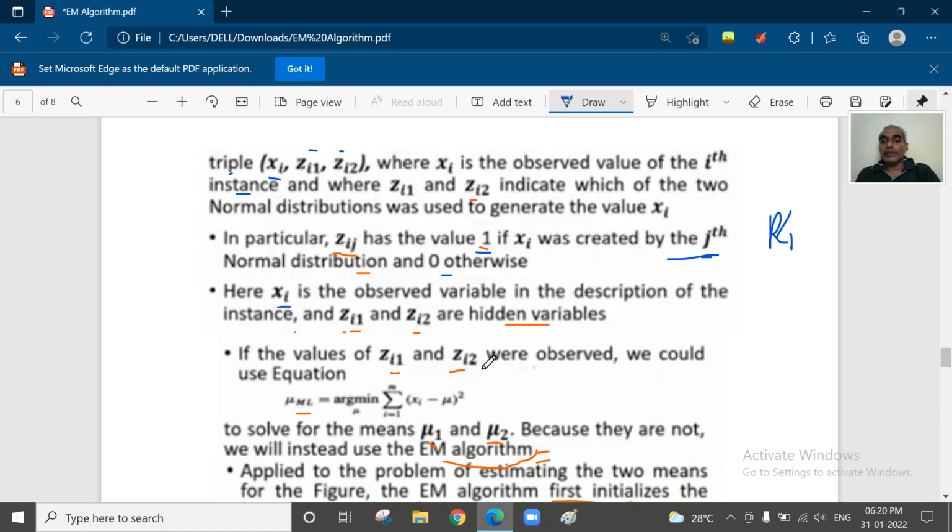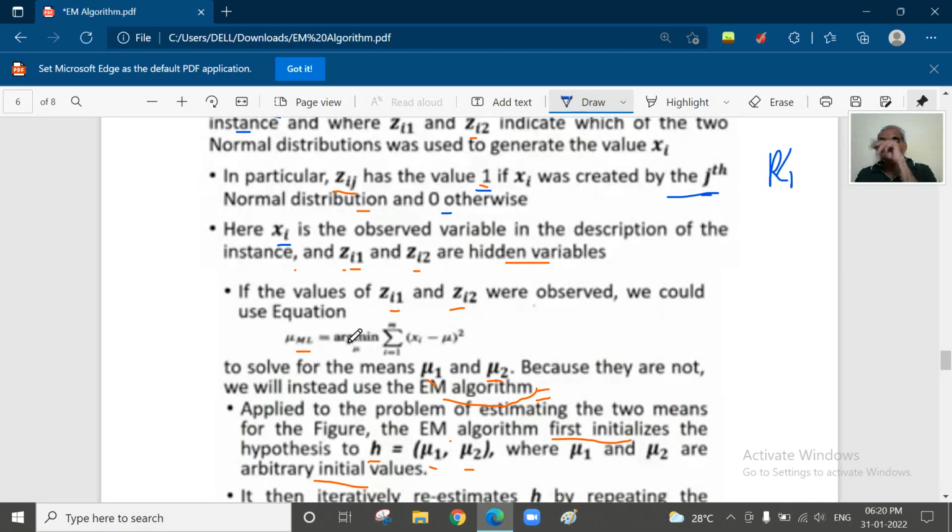So if the values of zi1 and zi2 were observed, we are going to use this equation, the argmin. Previously we said it is very difficult to use that. Now we are trying to solve for the means mu1 and mu2, right? In order to find the mean mu1 for the k1 distribution or mu2 for the k2 distribution, we can use this equation. But we cannot use this equation. The reason is that if you generate an instance xi, it is very difficult to say whether it belongs to the k1 distribution or the k2 distribution. If you know that it belongs to k1, then you can calculate mu1, right? If it belongs to k2, you can calculate mu2. If you are able to find that, then you can easily find the mean, whichever gives the minimum, that is your maximum likelihood. It is easy to find.